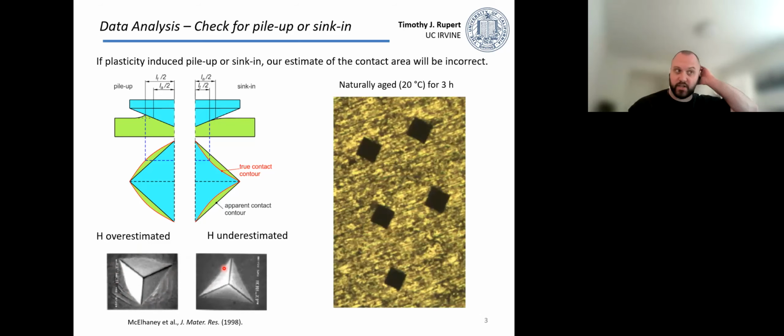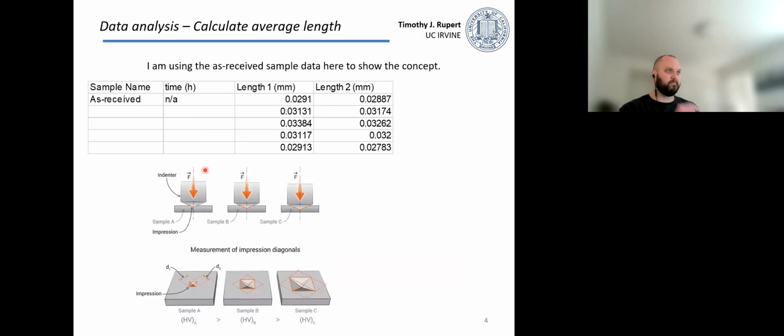So we can do this sanity check and go look at our indents. I just took an example from the naturally aged condition, so the condition just left at room temperature, 20 degrees C, for 3 hours. We could, for example, make sure that these edges that are opposite each other are parallel to each other. If we had pile up or sink in, that wouldn't be true. But if you check your indents, you'll find that that's okay. So we were careful, we checked that out, and we're able to move on.